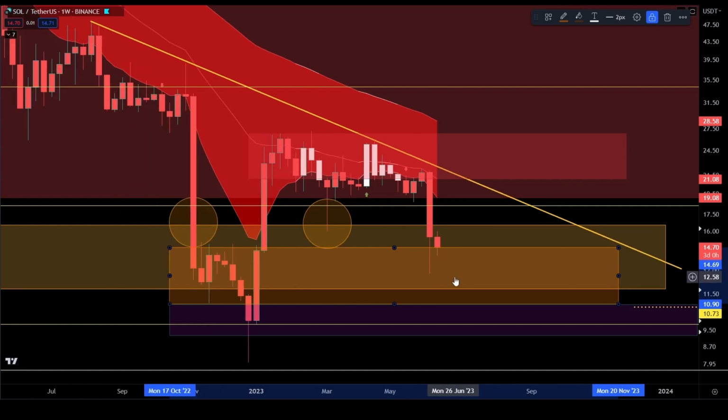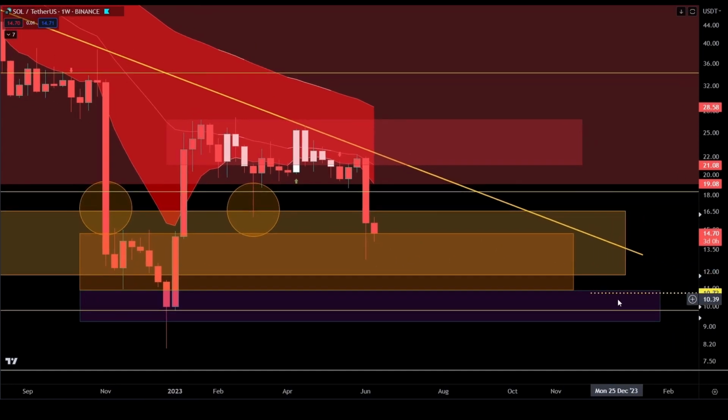Now, the next area of support is going to be this purple box at the bottom. It was once respected with this wick here. It was also where price capitulated through, but the bodies of the candles closed in this area.